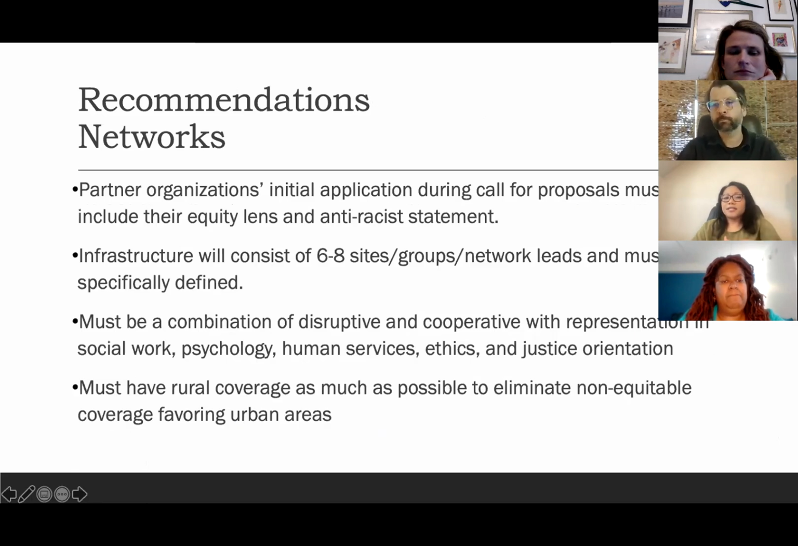Some of the recommendations that we make are partner organizations' initial application during call for proposals must include their equity lens and anti-racist statement. Infrastructure will consist of 6 to 8 sites, groups or network leads, and must be specifically defined. Must be a combination of disruptive and cooperative with representation in social work, psychology, human services, ethics, and justice orientation. Must have rural coverage as much as possible to eliminate non-equitable coverage favoring urban areas.